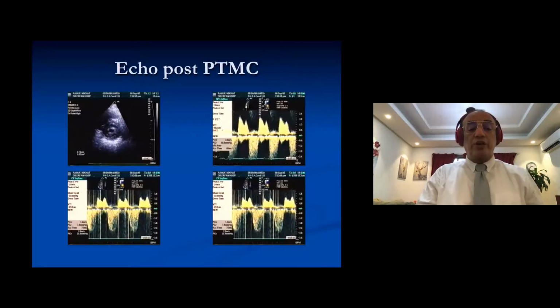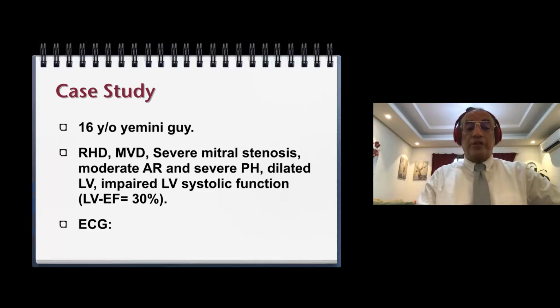This is the echo, significant increase in the mitral valve area, 1.7 post balloon, and before the balloon it was 0.7 centimeter. The mean gradient decreased to 5 millimeter mercury, and there is significant reduction of tricuspid regurg, and significant decline of the pulmonary artery pressure.